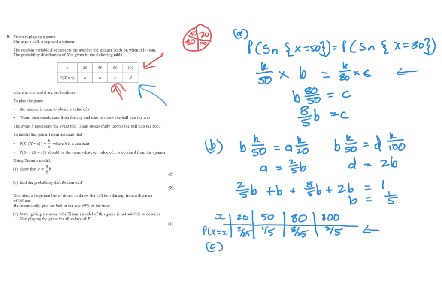Okay, so part C, we've got that Nav has tried a large number of times to throw the ball from a distance of 100. He successfully gets the ball into the cup 30% of the time. So the probability of the success of the actual throwing bit is 0.3. So 0.3 is the K over 100 value, which I reckon implies that K must be 30.